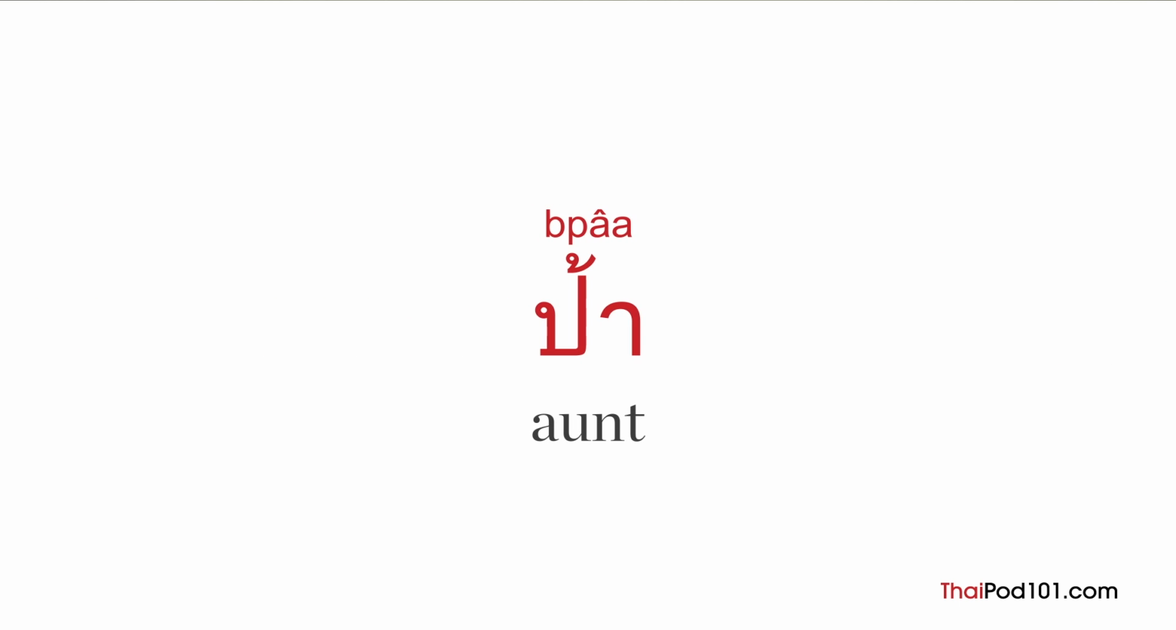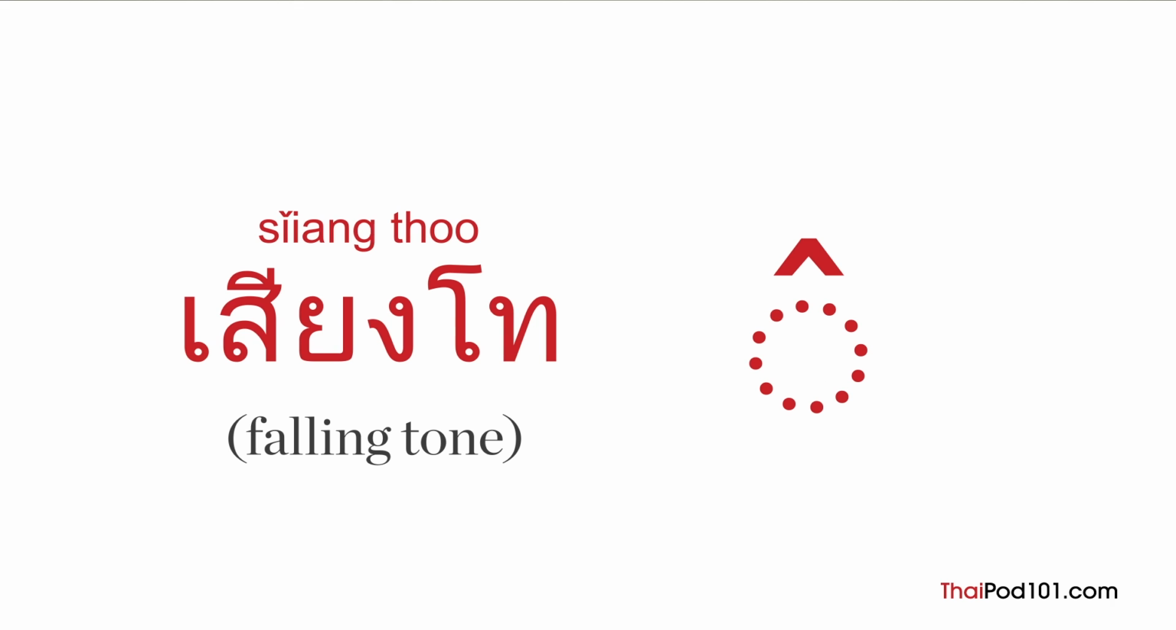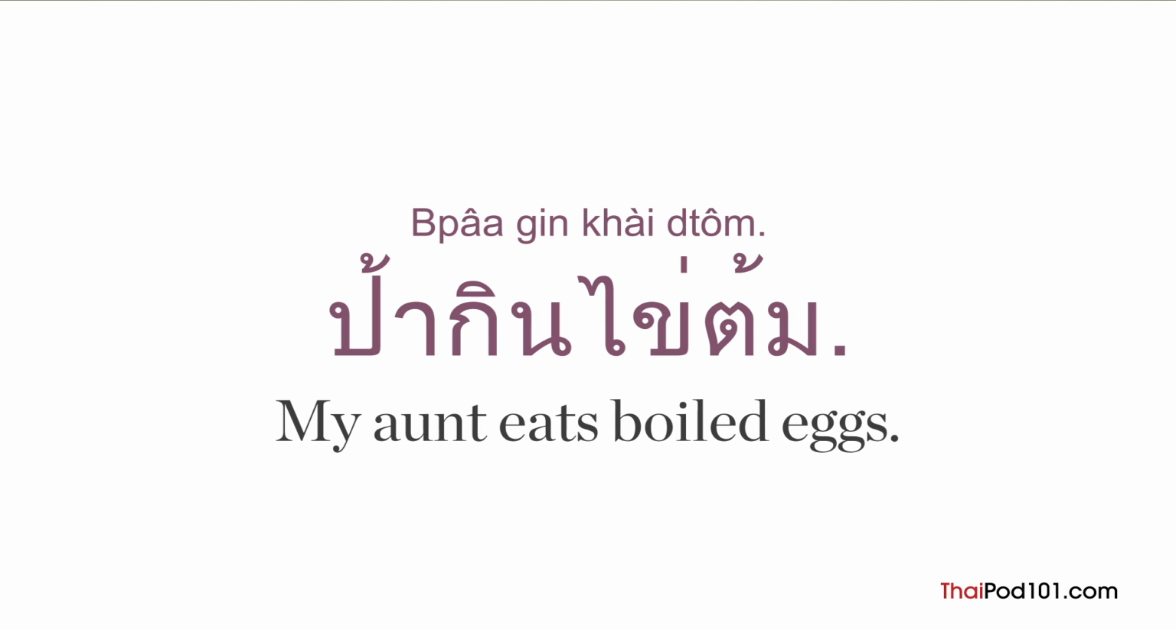Here's an example. ป้า, aunt. You can hear from my voice that my pitch went up and then down very slightly. Let's hear it once more. ป้า. Now, to show you the difference of this tone compared to other tones, I'll use a phrase similar to one from a previous lesson. It's ป้ากินไข่ต้ม. My aunt eats boiled eggs.